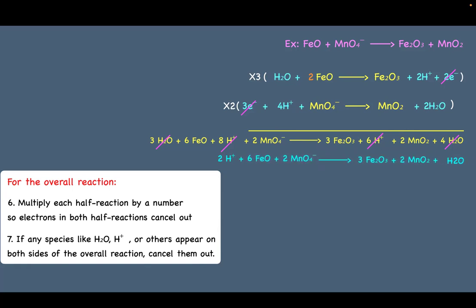So the overall reaction would be this. Now this is all simplified and it's balanced. We call this balancing in an acidic solution. And the reason for that is because we have H plus in the solution as well.